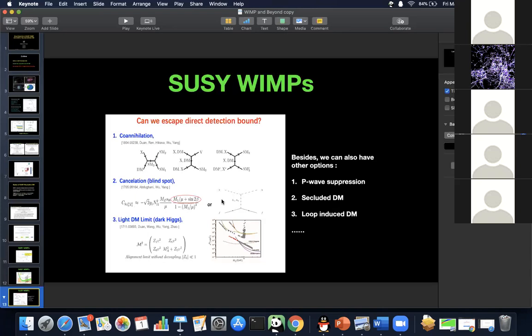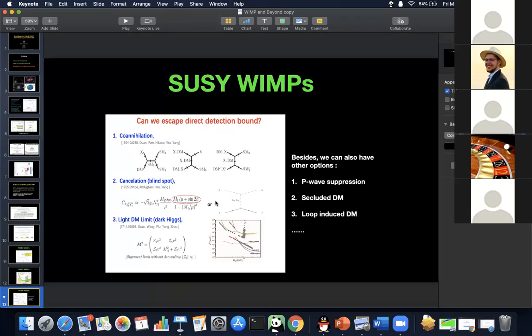But the problem of the blind spot is that we lack a dynamical symmetry to realize this scenario. And I remember Carlos Wagner has tried to find the dynamical symmetry for the blind spots in the NMSSM. But in the MSSM, I'm not sure whether we can have a dynamical source for this special region.